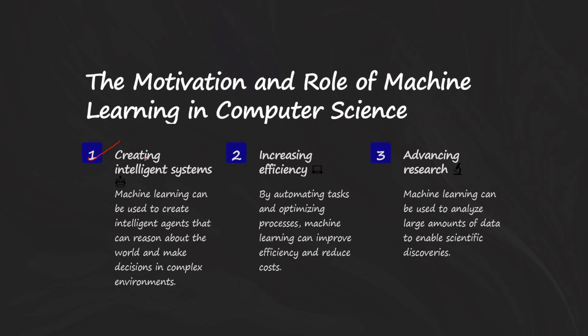This term intelligent system, or intelligent devices, is basically coined from the AI branch. It says that machine learning can be used to create intelligent agents that can reason about the world and make decisions in complex environments. Now, what are intelligent agents? If I talk about AI, there is a term called AI agents that you will study in AI as well. So, what are AI agents? AI agents are basically those programs which are used to perform a particular given task.